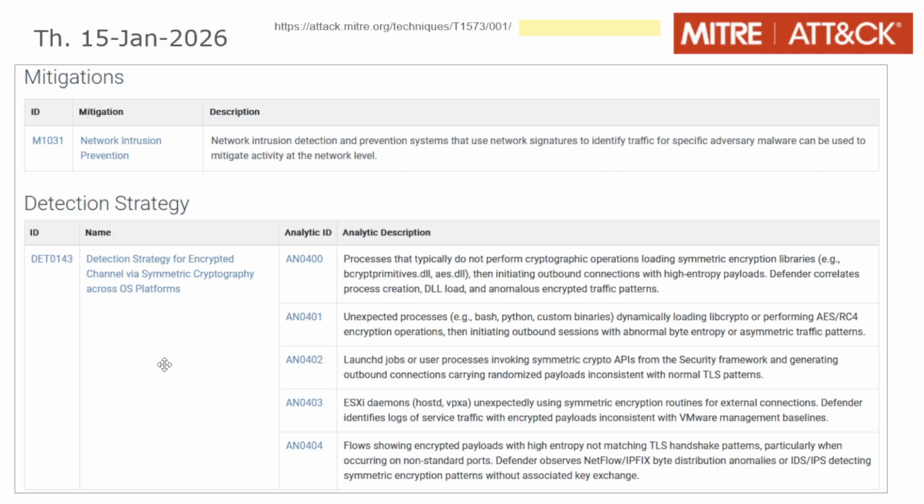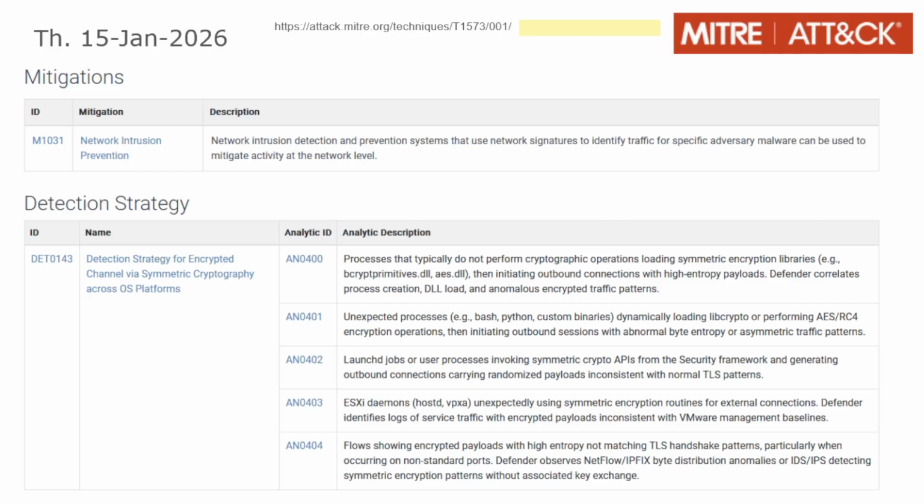Here we have a similar situation as with our encrypted channels. With the main technique, you're looking out for communication that is not typical. Here they say unexpected processes that perform AES, or processes that typically do not perform cryptographic operations, and all of a sudden they load libraries that are required for AES or other encryption. So just look out for the unexpected. This is again the key, and unexpected in that case in relation to cryptography.